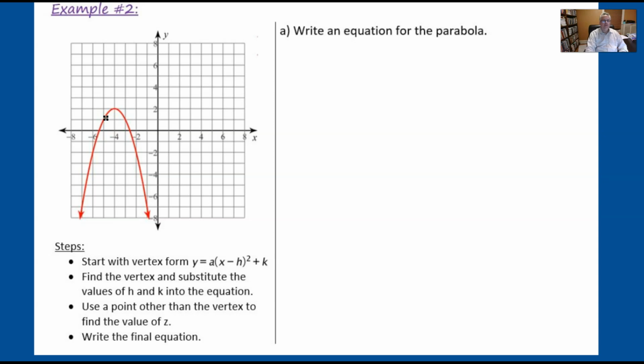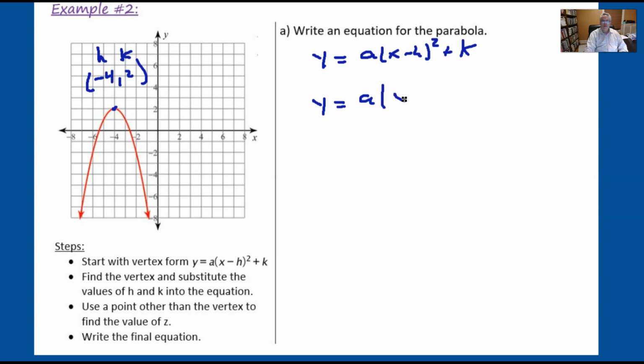All right, let's take a look at this one. I know I'm going to need the vertex, so I'm going to mark that right away. The vertex is -4, 2 this time, so this is h and this is k. Let's start by writing vertex form. Let's substitute in h and k, so we have y equals a, parentheses, x minus h. X minus a -4 is the same as x plus 4, squared, plus k. K is 2, so plus 2.